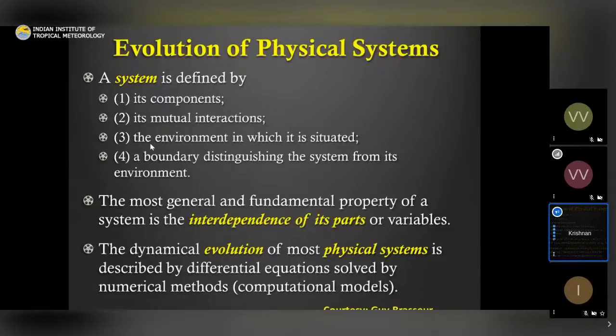Also, the most general and fundamental property of a system is the interdependence of its parts and variables. So the variables are all connected. They are all linked to each other. They are not separated, and they are nonlinear. And so the dynamical evolution of most physical systems you have to describe by differential equations, and you cannot solve them by analytical methods. You have to use numerical methods or computational methods.